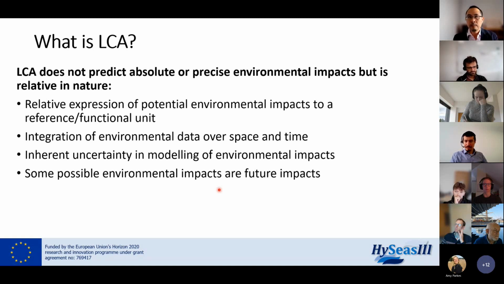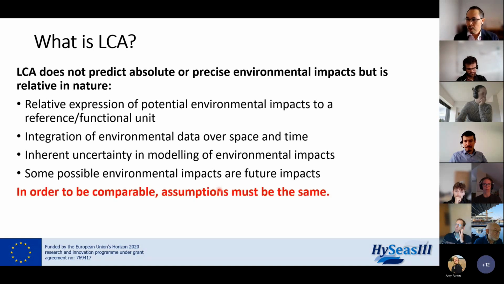So in all of this, there are a bunch of assumptions and a bunch of differences. Again, we're really using LCA as a kind of relative framework to compare different things, but trying to keep assumptions as common as possible. So exactly this. In order to be comparable, assumptions must be the same.